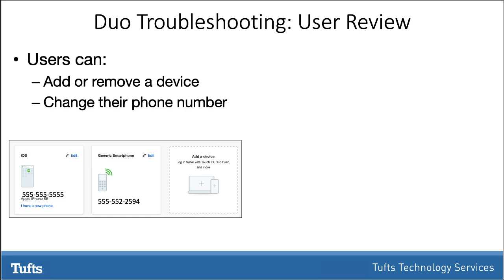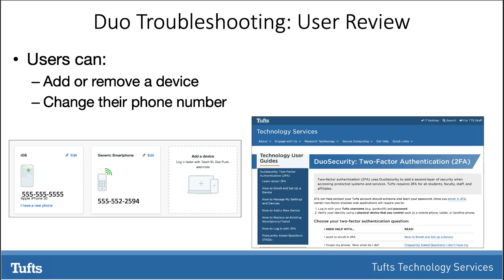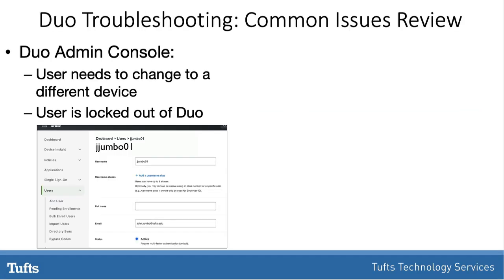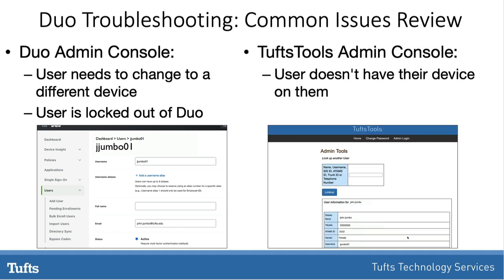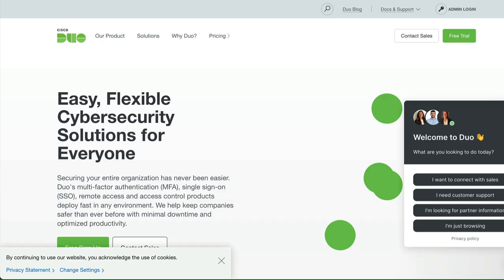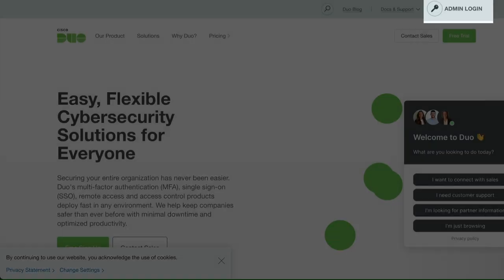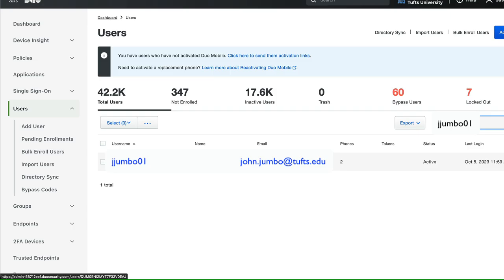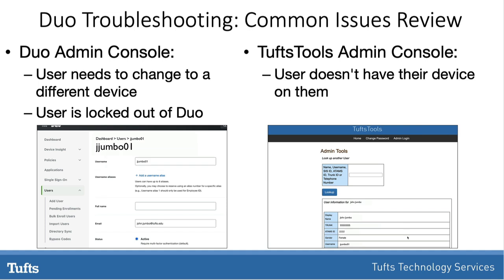To recap Duo troubleshooting, users can add or remove a device. They can change their phone number, and there are instructions for this in the Tufts Duo IT Guide. Common issues that you will run into are if the user needs to change to a different device with a new number, if a user is locked out of Duo, or if a user doesn't have their device on them. To change to a different device or if the user is locked out of Duo, you will go to duo.com, click Admin Login in the top right, and then you can come to Users on the left and search for the user.